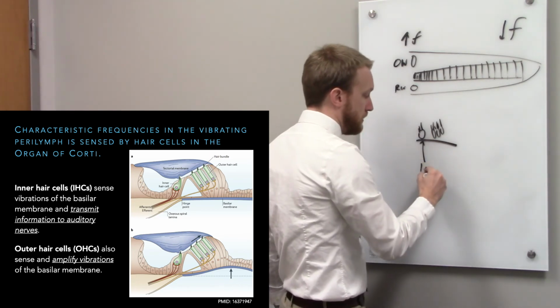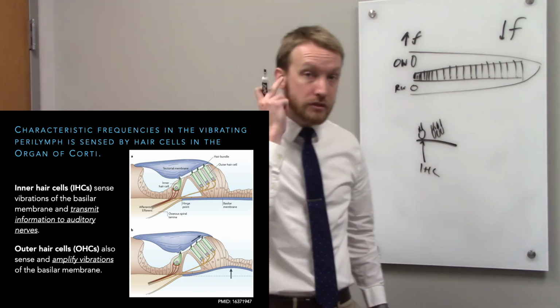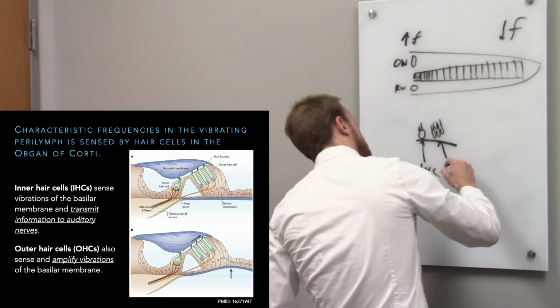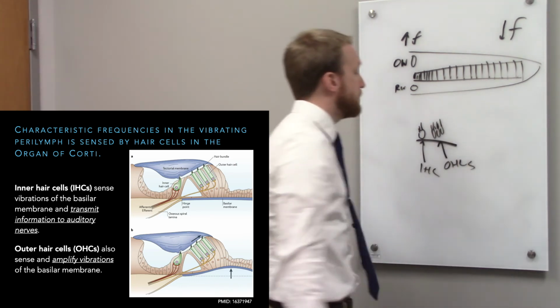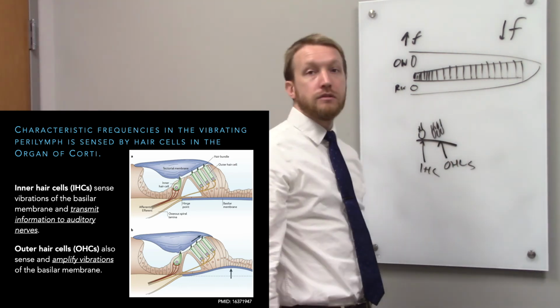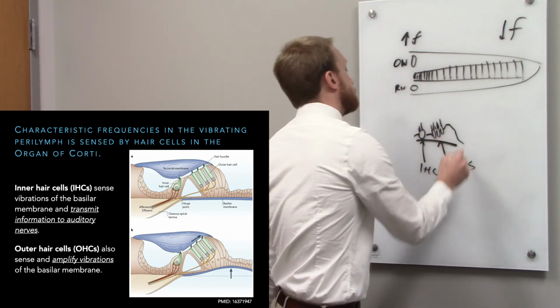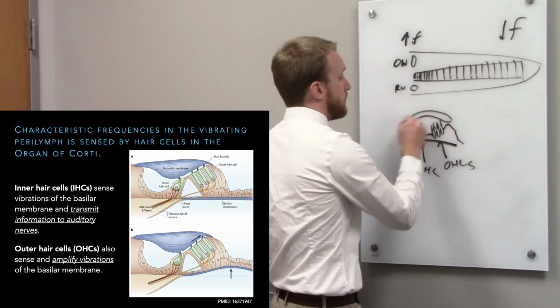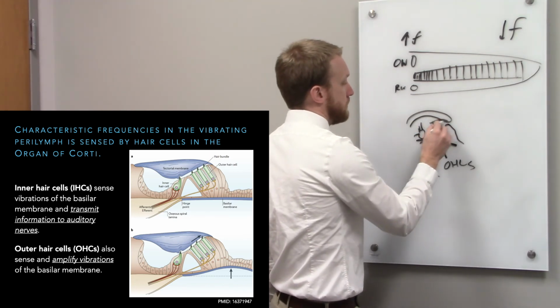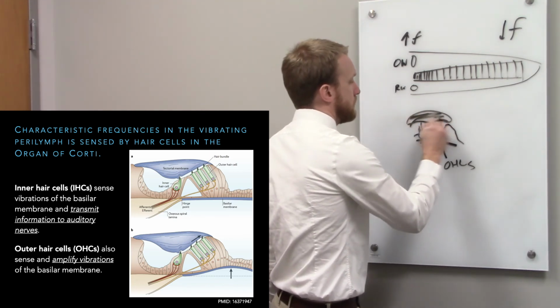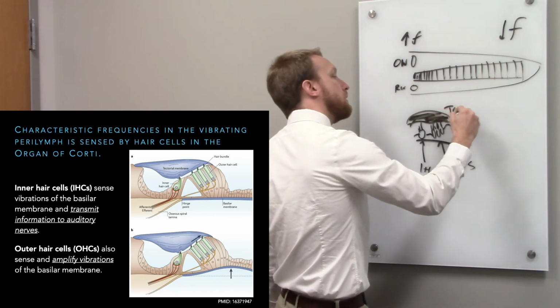The inner hair cell is the one that actually detects sounds so that we can hear it. The outer hair cells, there's a row of 3 there. These are going to act as amplifiers. Then we have our tectorial membrane sitting up here. Let me draw that a little bit differently. There we go.